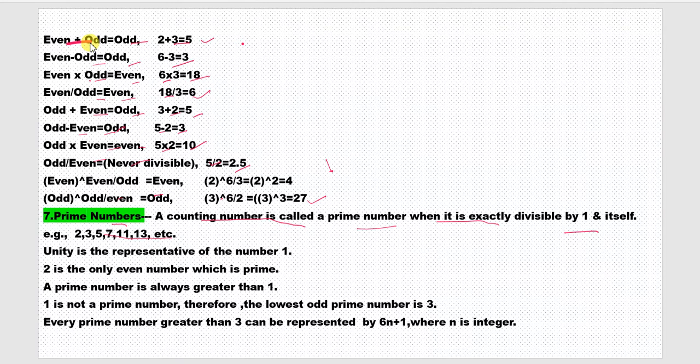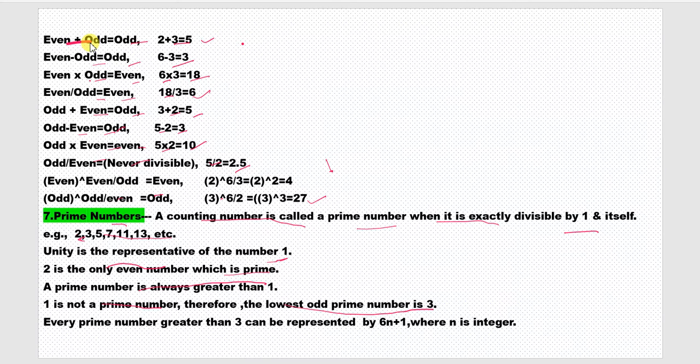Unity is the representative of the number 1. 2 is the only even number which is prime. A prime number is always greater than 1. 1 is not a prime number. Therefore, the lowest odd prime number is 3.